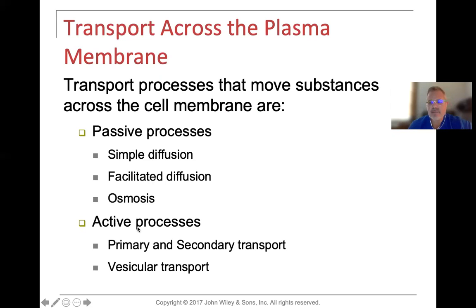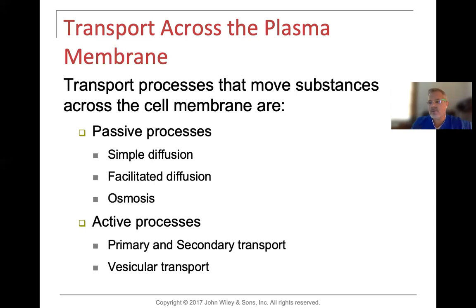Okay. Let's look at transport across that plasma membrane. So we have passive transport and active transport. When we look at passive diffusion, this is simple diffusion, facilitated diffusion, and osmosis. Osmosis involves water, and water goes from an area of higher concentration to lesser concentration as well. Simple diffusion is really things going from an area of higher concentration to less, like sodium going from outside of the cell to inside of the cell, or potassium going from inside of the cell to outside of the cell.